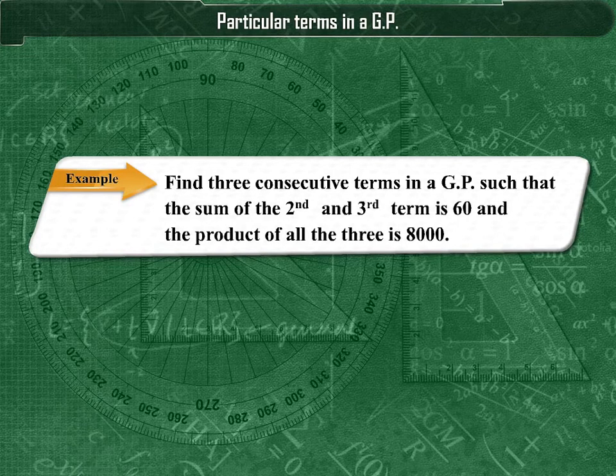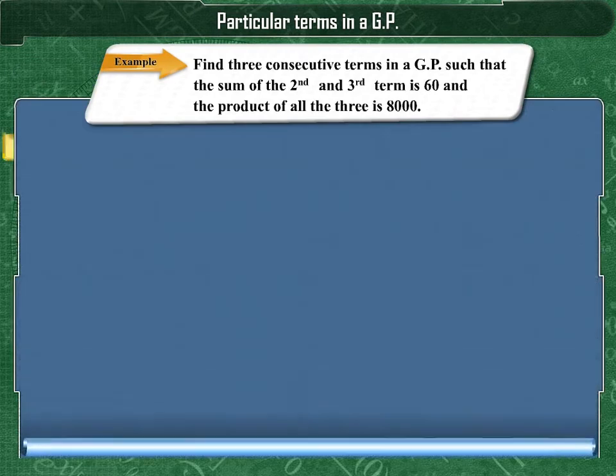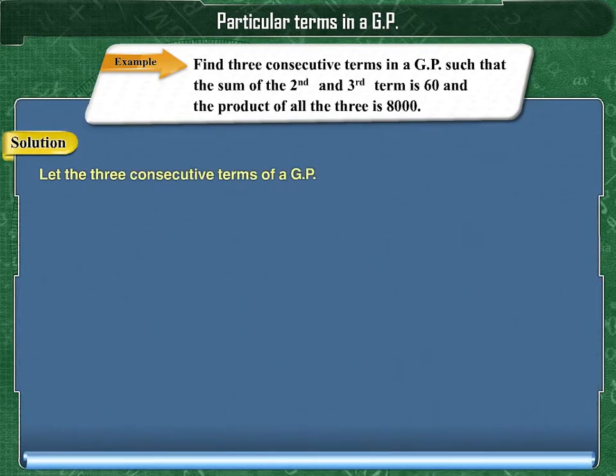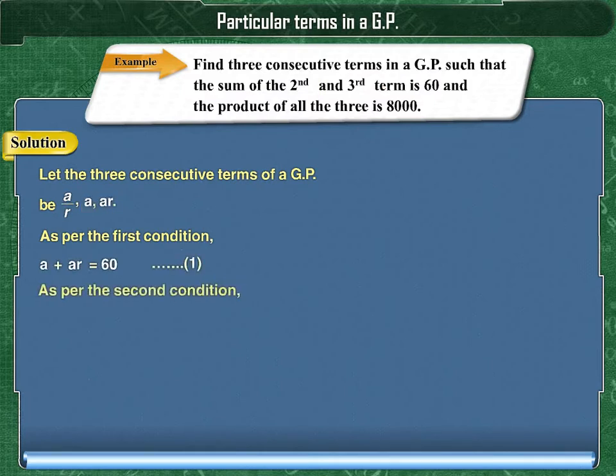Since we want to find the 3 consecutive terms, we will assume the terms as a upon r, a, ar. It is given that the sum of the second and third term is 60. Therefore, a plus ar is 60. It is also given that the product of all the 3 terms is 8,000. Therefore, a upon r into a into ar is 8,000. Cancelling the common factor r, we get a raised to 3 is 8,000.